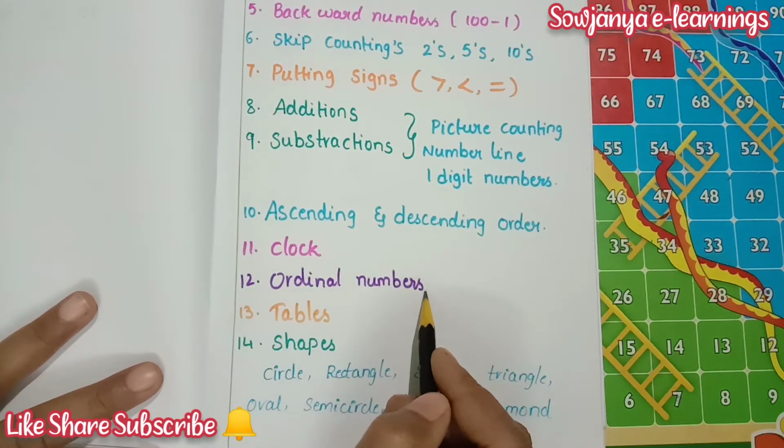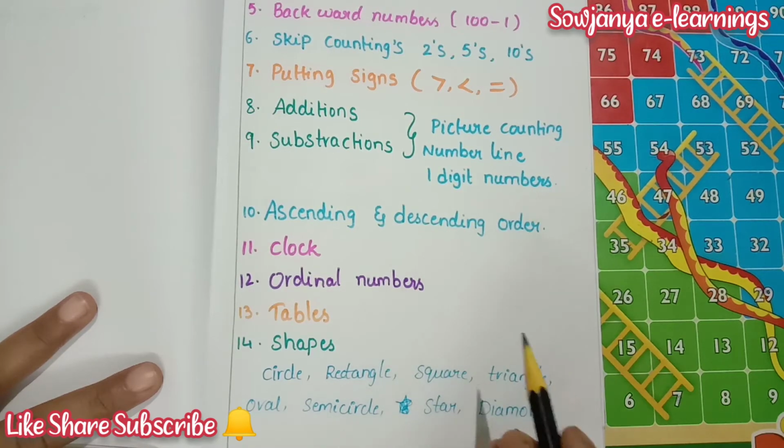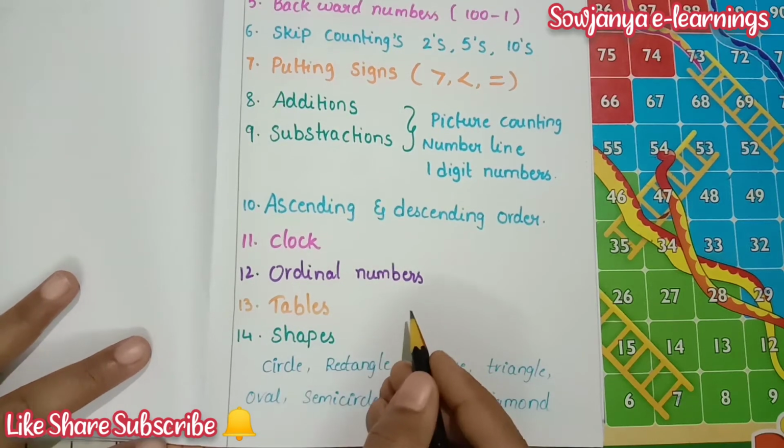Next, ordinal numbers. What are ordinal numbers? Ordinal numbers means first, second, the positions of the numbers. We have to teach them. Next, tables 2 to 5.